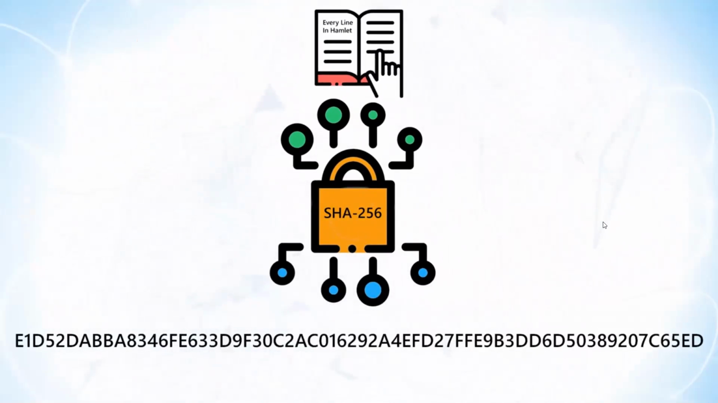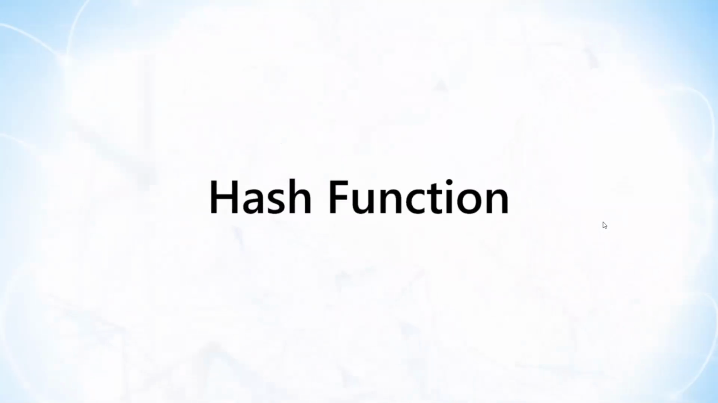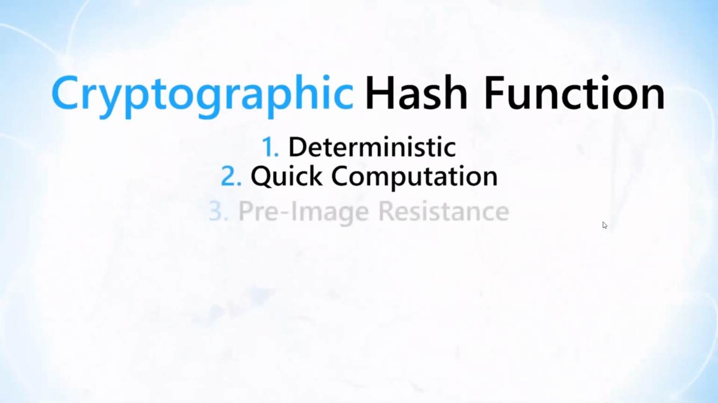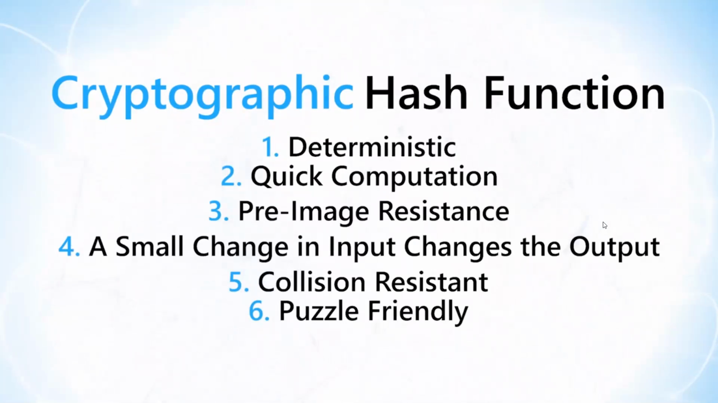This is critical when dealing with a huge amount of data and transactions. Instead of remembering a large amount of input data, you can remember the hash to keep track. A cryptographic hash function is a special class of hash function that makes it ideal for cryptography. There are 6 properties that a cryptographic hash function needs to have in order to be considered secure.